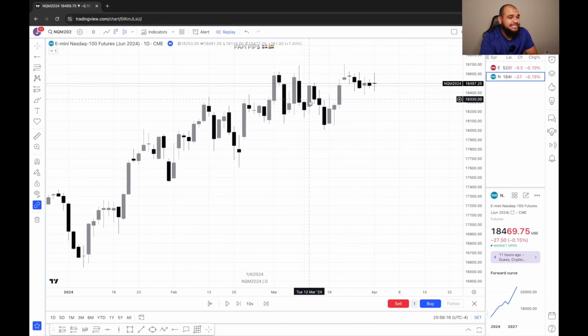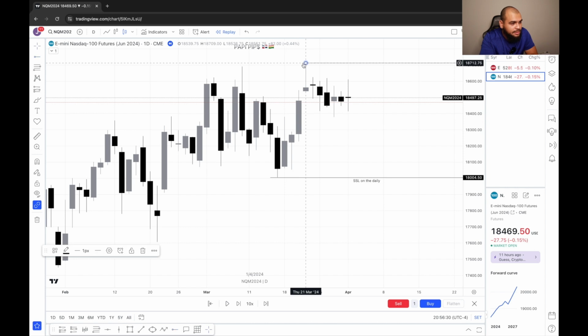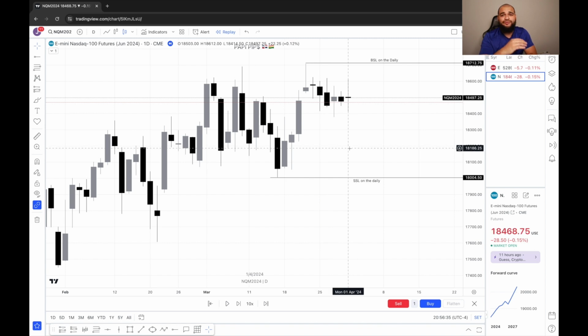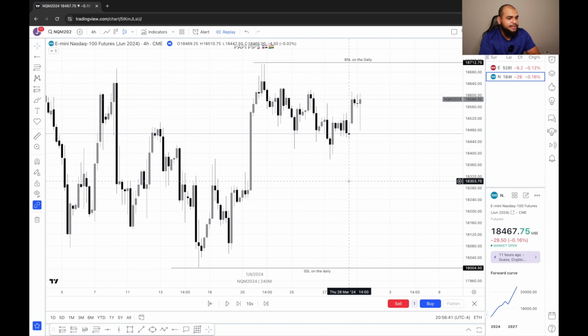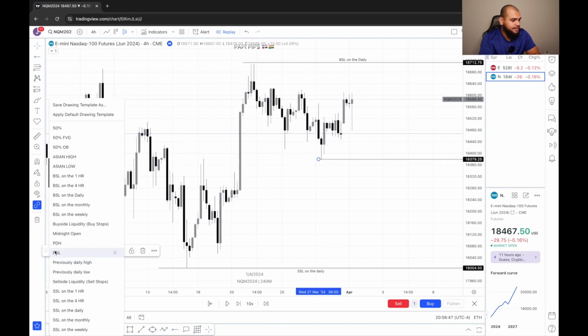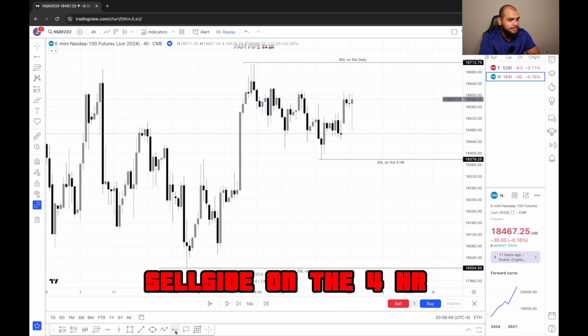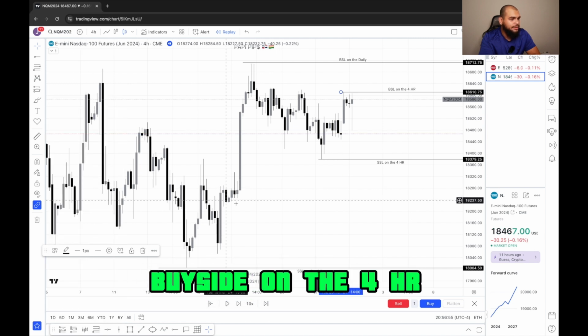I'll go ahead and do a top-down analysis, and today we're gonna do it from the daily time frame. I'm gonna mark up my buy side and sell side liquidity. So right here I have my sell side liquidity on the daily, and then my buy side on the daily time frame. From the daily, I'm gonna go down to the 4-hour time frame, and I can clearly see we have some sell side right here on the 4-hour, and just got buy side on the 4-hour.